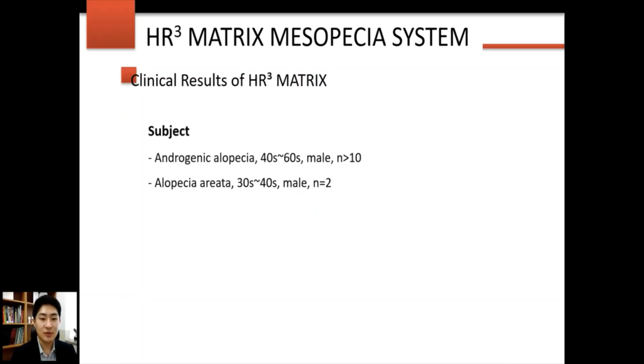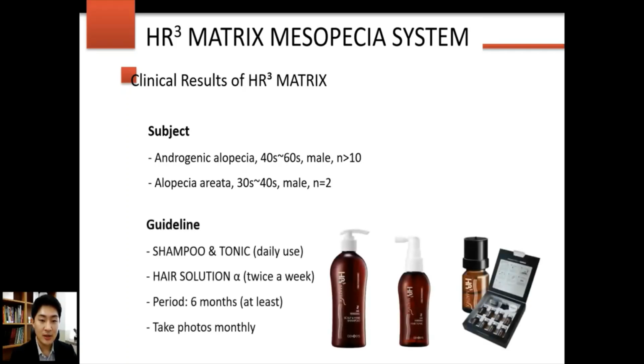We recruited subjects with androgenic alopecia with the age of 40s to 60s. More than 10 male volunteers participated. Additionally, we recruited patients with alopecia areata to investigate if this system is also applicable to alopecia areata. They were guided to use HR3 shampoo and tonic daily and hair solution alpha with microneedles twice a week. The period is at least 6 months and the photos were taken monthly.